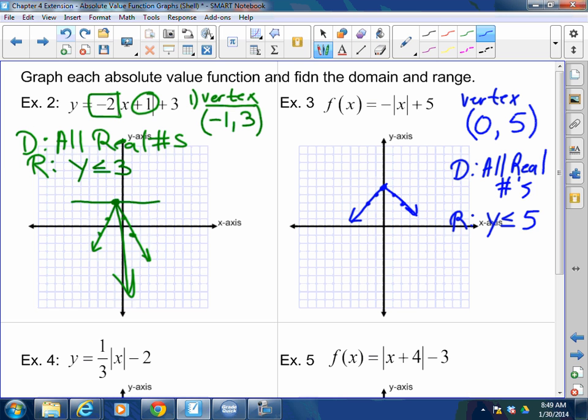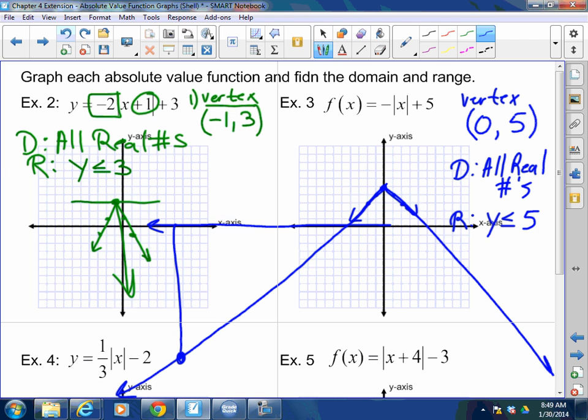The domain will be all real numbers always, because doesn't this graph keep going here to the left forever, forever, forever? Aren't all of these x values that have to be calculated to get these y values? So since the graph is going to the left forever, isn't it going to the right forever as well? So since it's going to the left forever, all of these x values are valid. Since it's going to the right forever, all of these x values are valid.